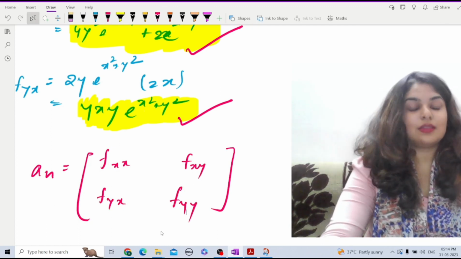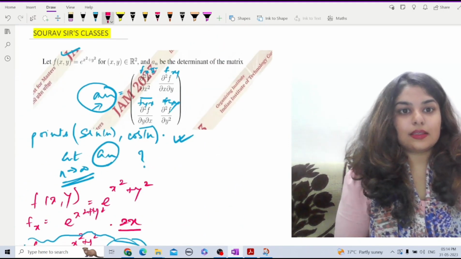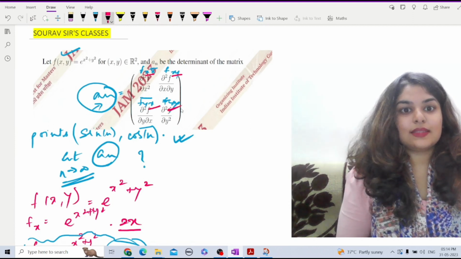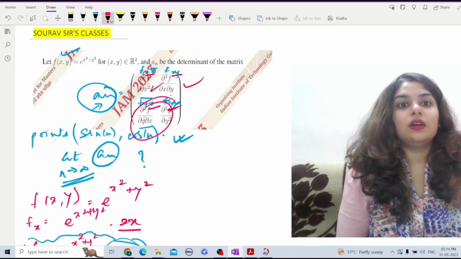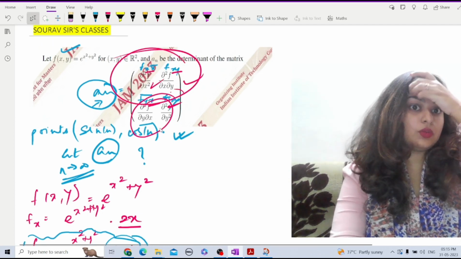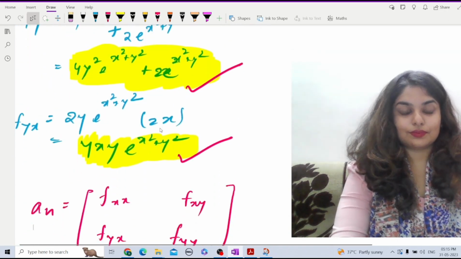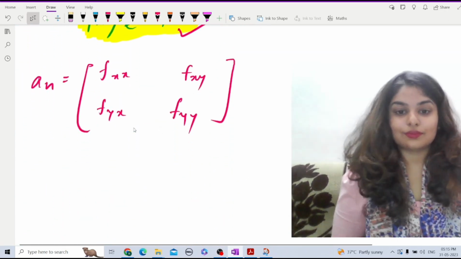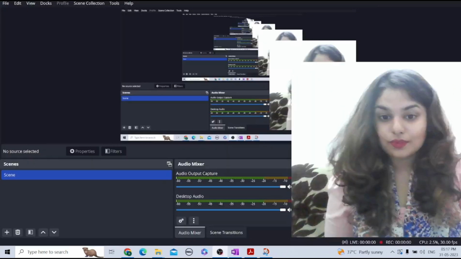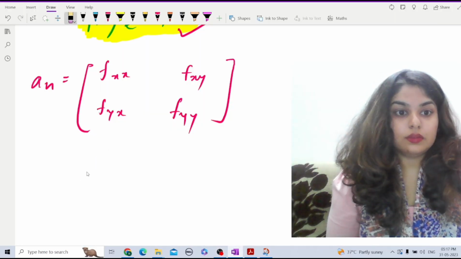Let us check again. Yes, fxx, fxy, fyx, fyy. So now we are going to put the 4 values that we have calculated, and then let's find out the determinant of A n. So now let us write down the values here.